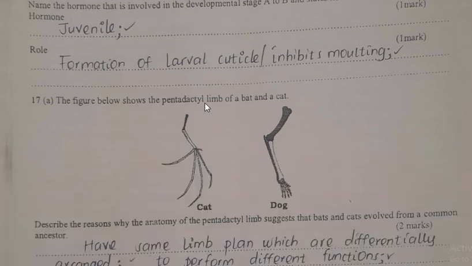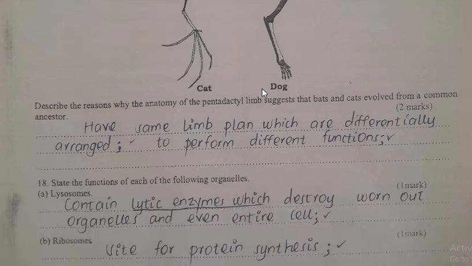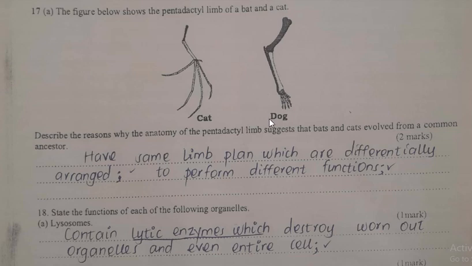Question 17, the figure below shows the pentadactyl limb of a bat and a cat. Describe the reasons why the anatomy of the pentadactyl limb suggests that bats and cats evolved from a common ancestor. As you can see, they have the same limb plan, which is differently arranged to perform different functions.